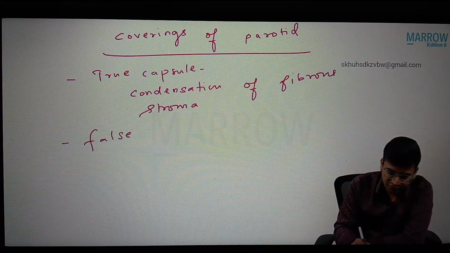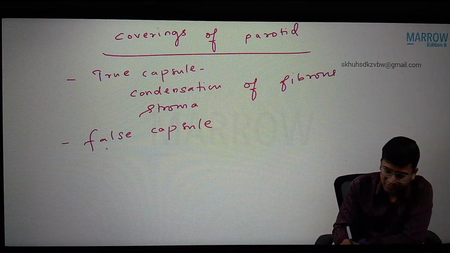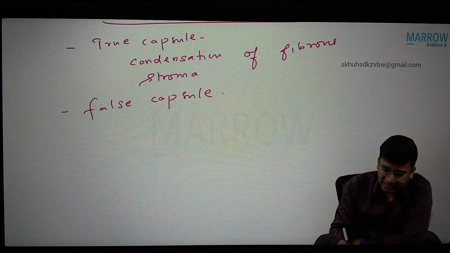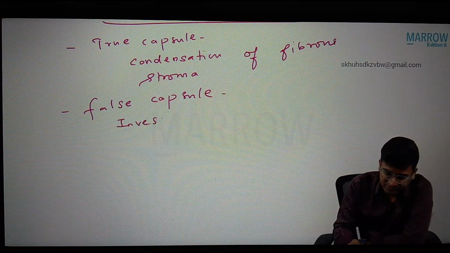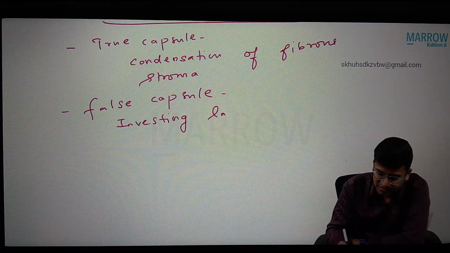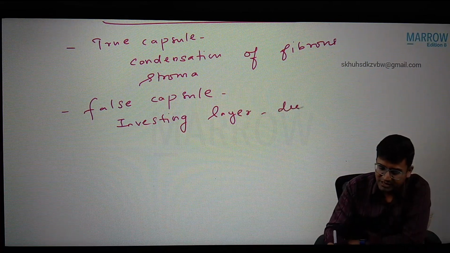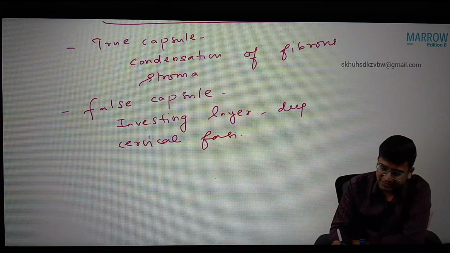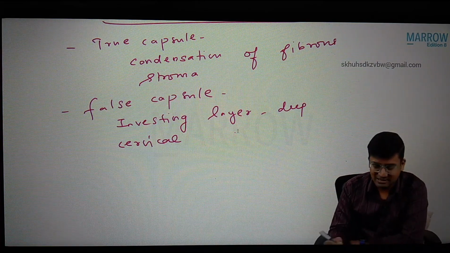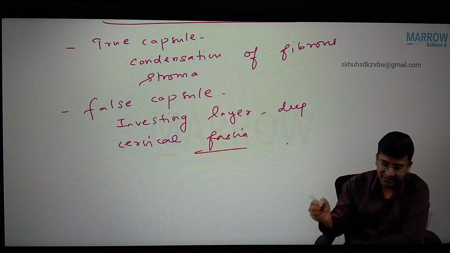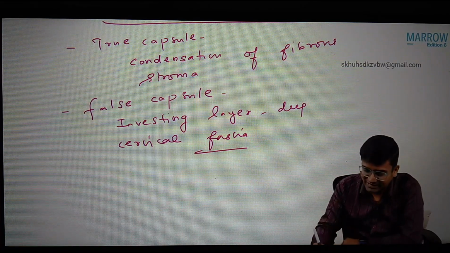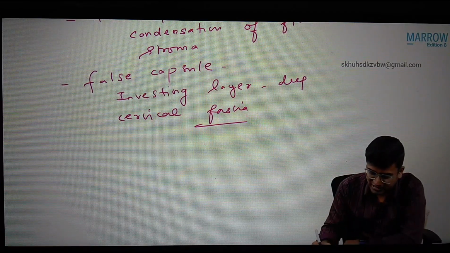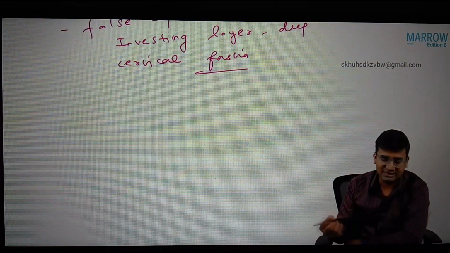Now the false capsule. The false capsule is derived from the neighboring fascias. The false capsule of the parotid comes from the investing layer of deep cervical fascia. The investing layer of deep cervical fascia will provide the false capsule for the parotid gland and the submandibular gland. The false capsule has two layers, the superficial lamellae and the deep lamellae.